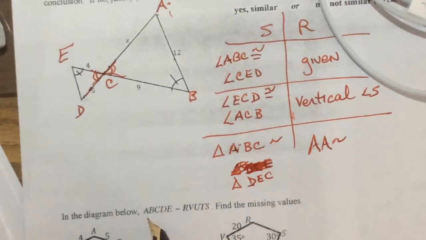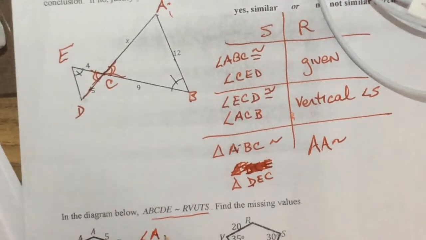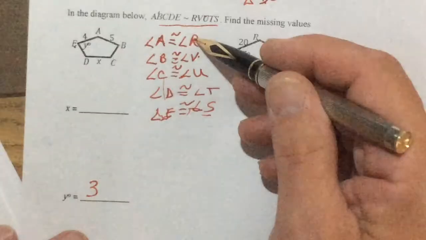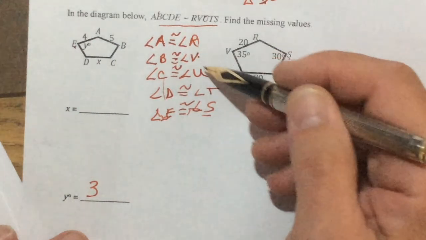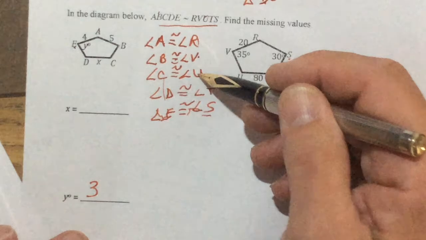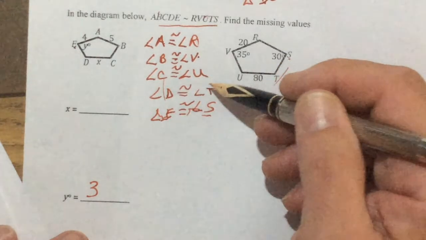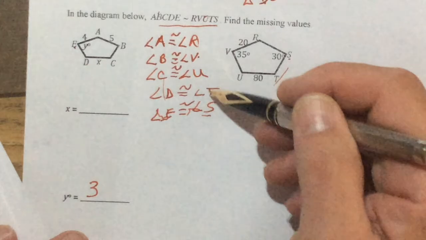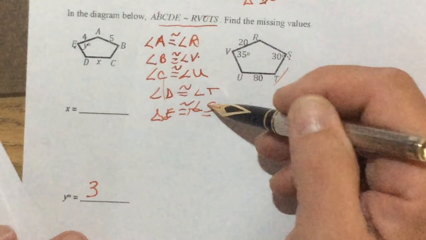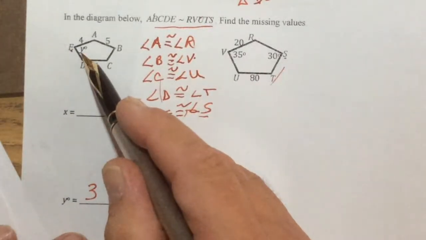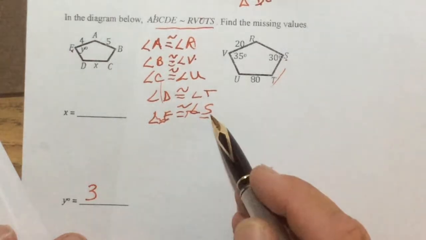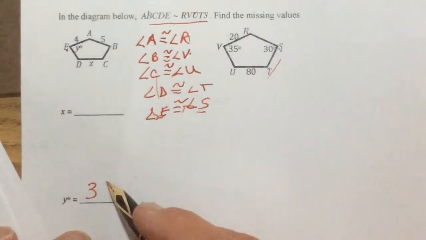This statement right here, this similarity statement, tells you everything you need to know in order to do this problem, but most people didn't notice. Angle A has to be congruent with angle R. Angle B has to be congruent with angle V. Angle C has to be congruent with angle U. Angle D has to be congruent with angle T. And angle E has to be congruent with angle S, because that's the order they come in. So when you're trying to find angle E, that's going to be congruent to angle S, which is 30 degrees.